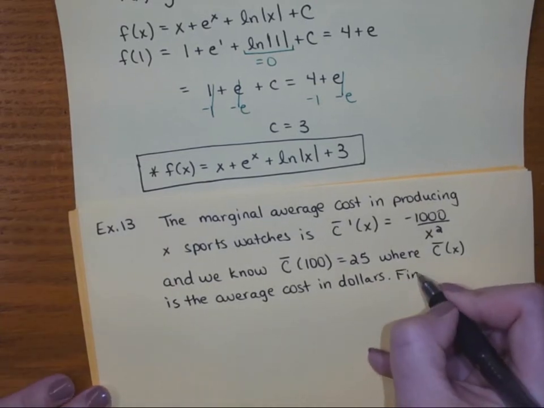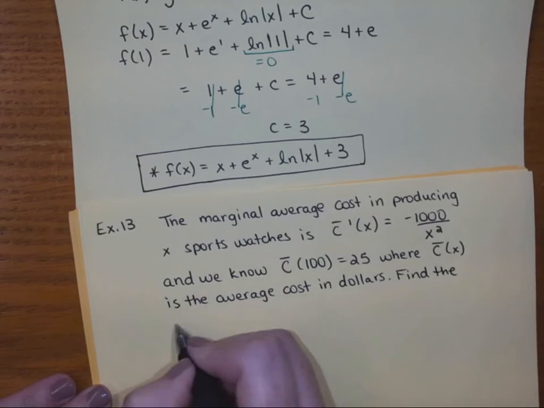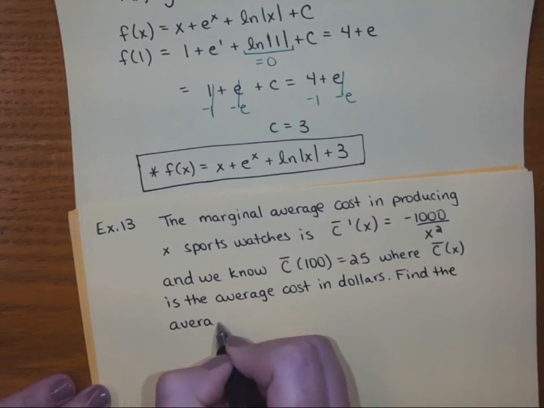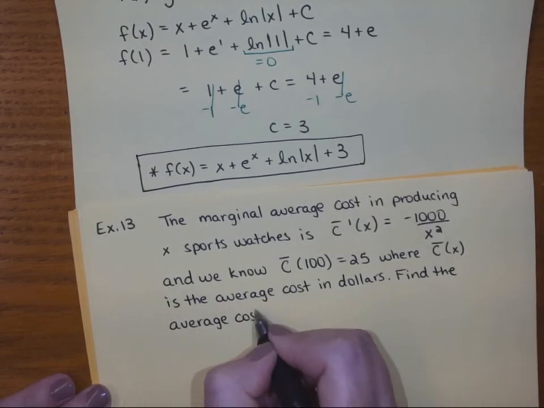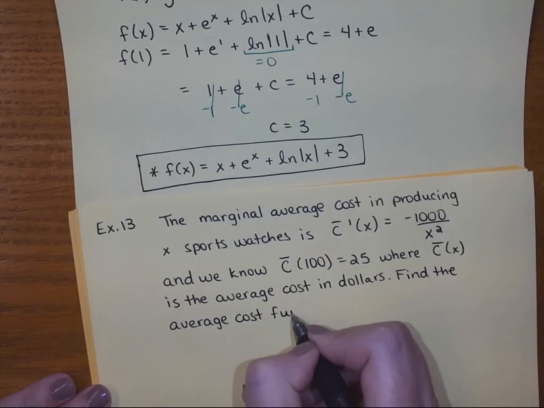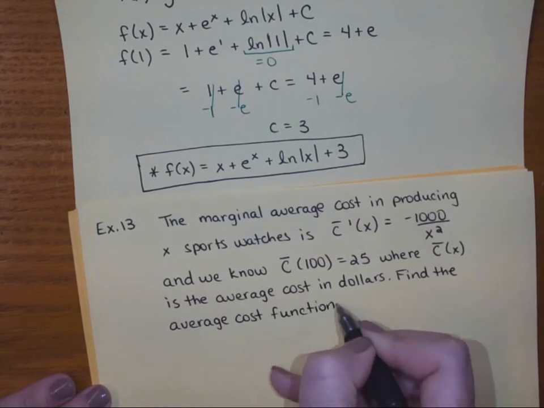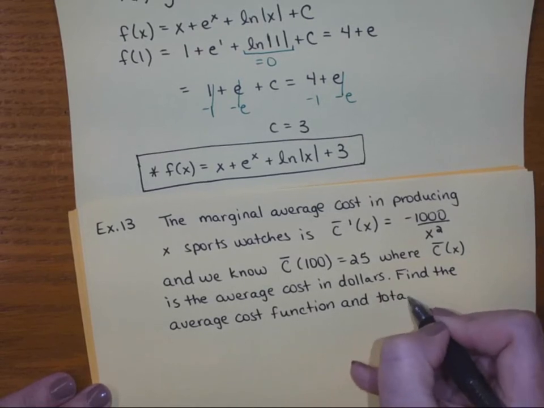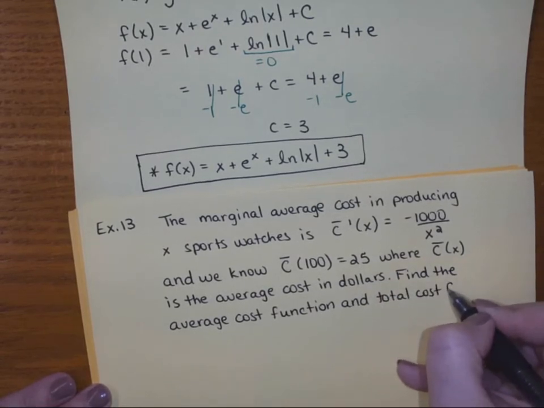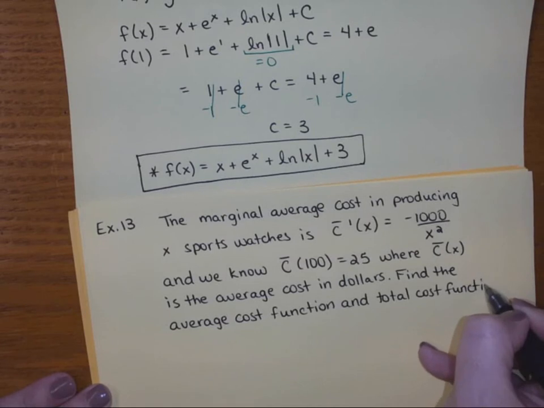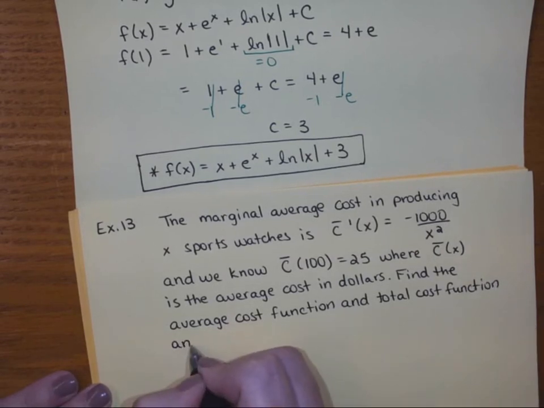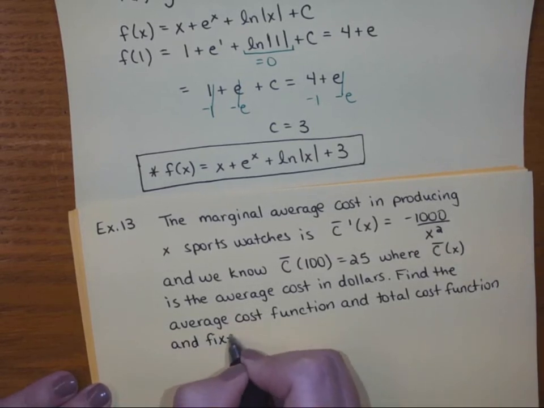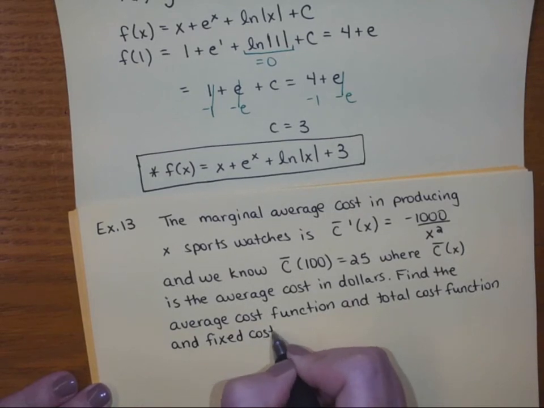So I want you to find the average cost function, not the derivative of it, because I already know that. I want to go back to the original average cost function, and the total cost function. And let's see if we can figure out what the fixed costs are also.